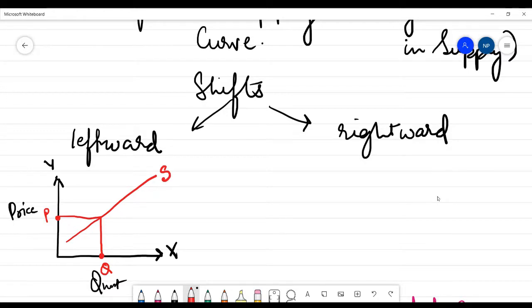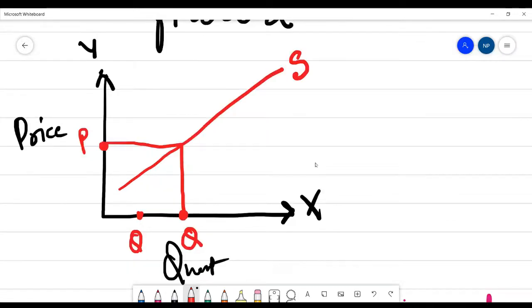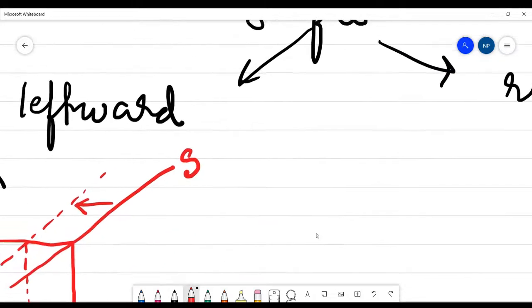Now, if the quantity supplied falls down, that is from Q it reaches to Q1, and there is a shift in the curve at the same price, then what will happen? This curve will shift towards the left side. Henceforth, it is known as leftward shift. Now, what about rightward shift?